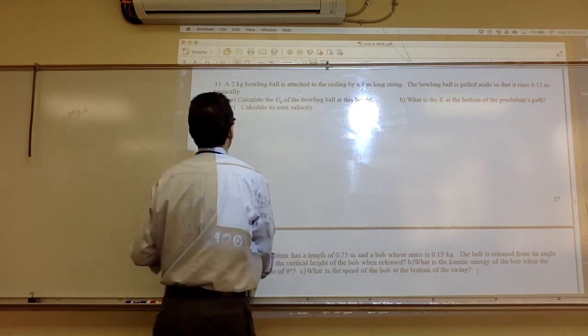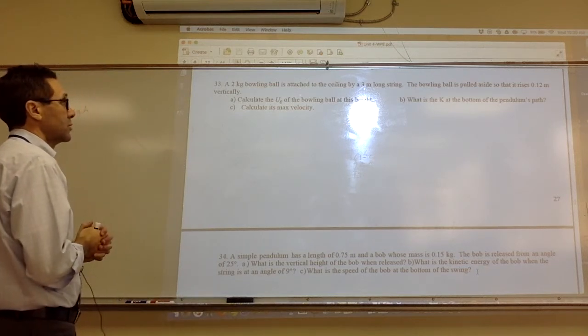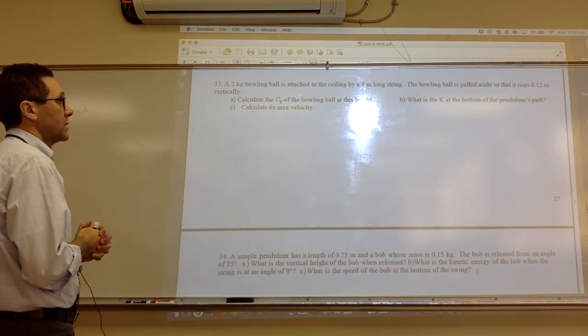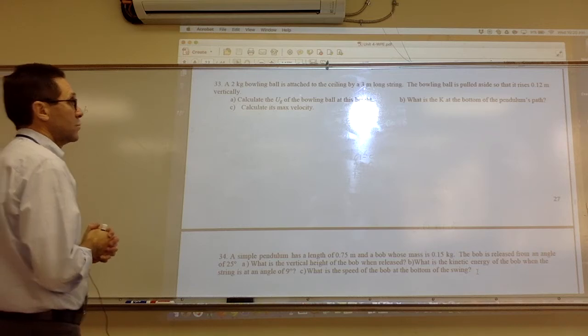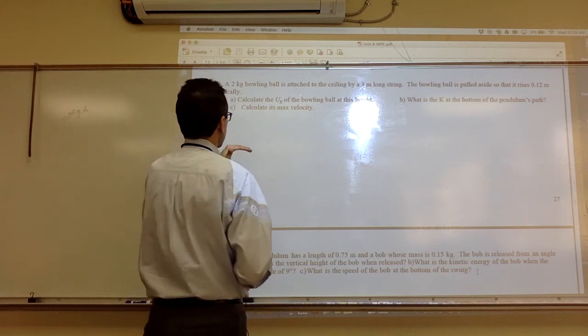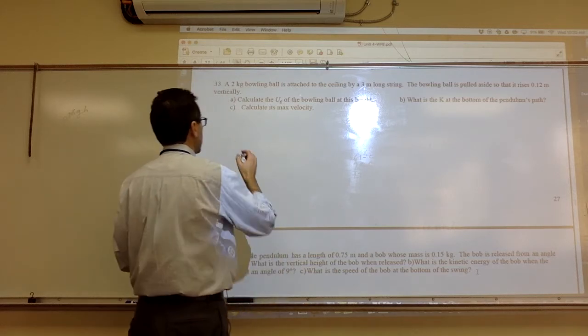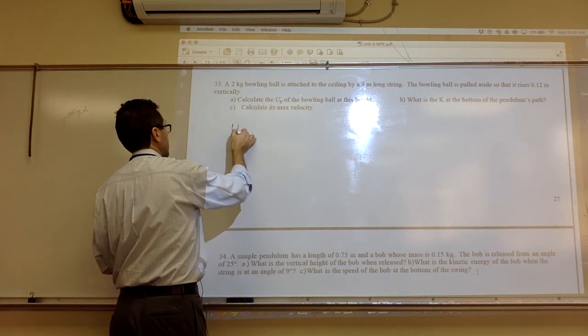Okay. A 2-kilogram bowling ball is attached to the ceiling by a 3-meter long string. The bowling ball is pulled aside so that it rises 0.12 meters vertically. So they already gave us the height. Calculate the gravitational potential energy at this height. So that should be easy.